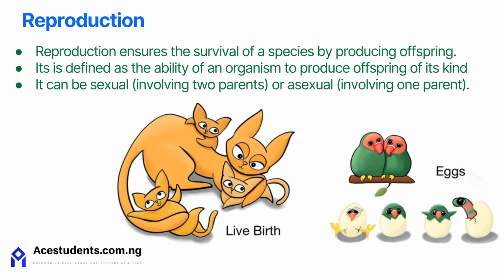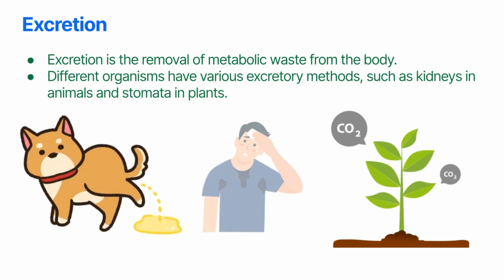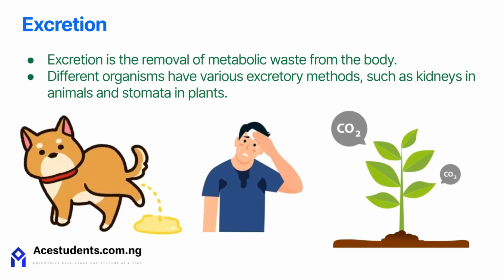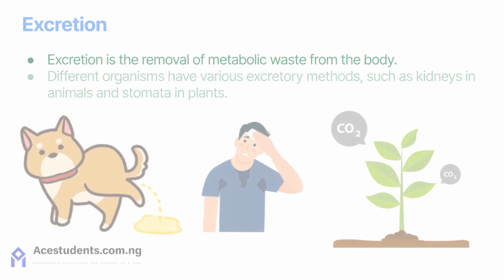Reproduction is vital for the continuation of a species. It can be sexual, involving two parents, or asexual, where a single organism can reproduce on its own. Excretion is the process of eliminating waste products generated from metabolism. In animals, this involves specialized organs like kidneys, while plants excrete through structures like stomata.